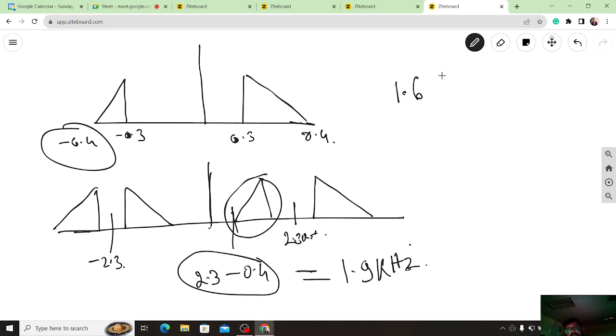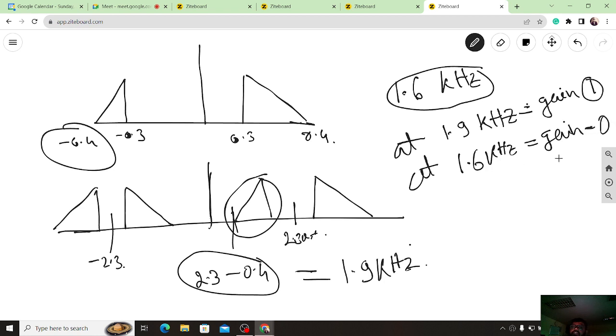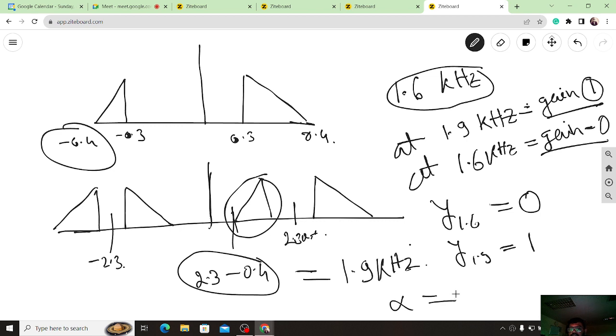And another signal has the maximum frequency of 1.6 kilohertz. So at 1.9 kilohertz, the linear filter should have a gain of 1. And at 1.6 kilohertz, the gain should be 0. That is the equation we have to find. So y at 1.6 equals 0, y at 1.9 should be 1. Right? So from this we can find alpha.